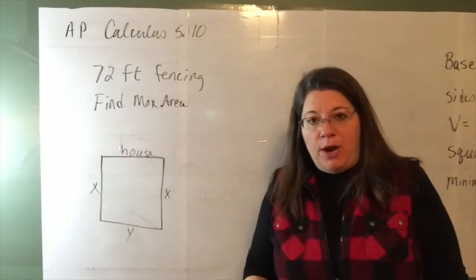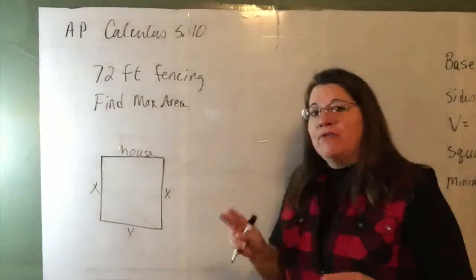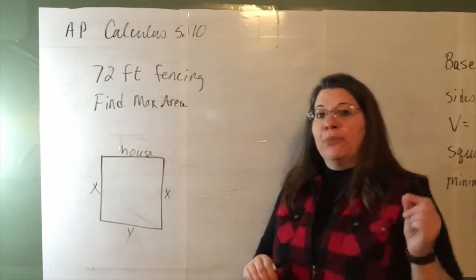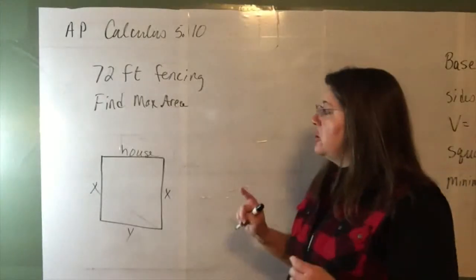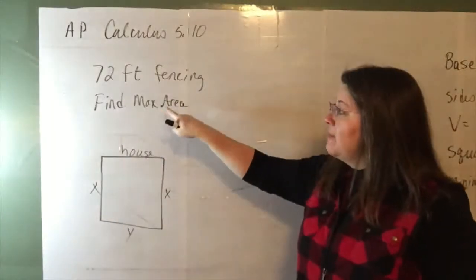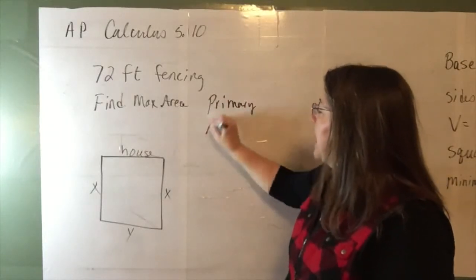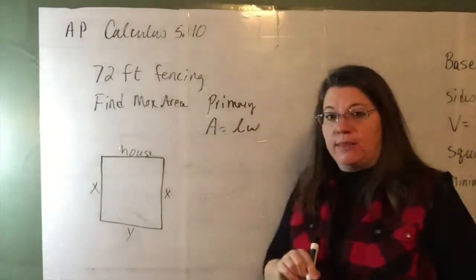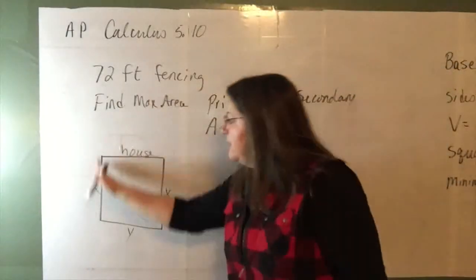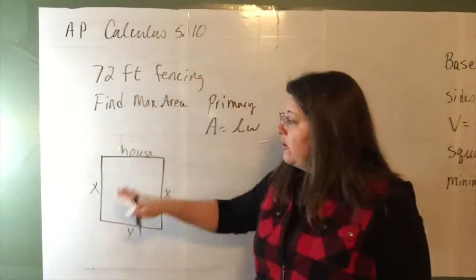Now, with optimization problems, where you're finding maximum area, minimum costs, things like that, you're going to have 2 equations. You're going to have a primary equation and a secondary equation. Your primary equation is the equation associated with what you're trying to maximize or minimize. So I'm trying to maximize area, so my primary equation is my area formula, area equals length times width. My secondary equation in this one, because they gave us that we have 72 feet of fencing, is going to be the perimeter equation associated with this problem.